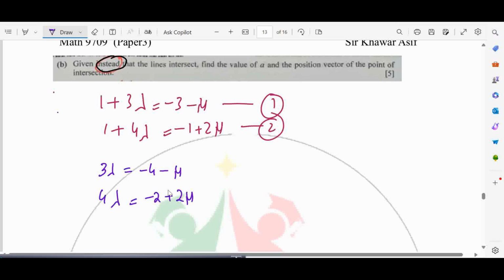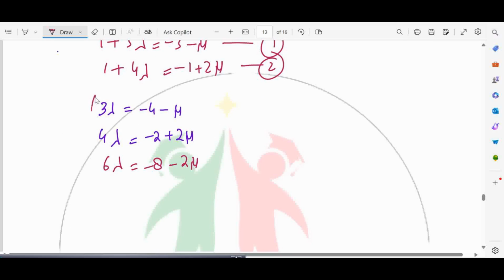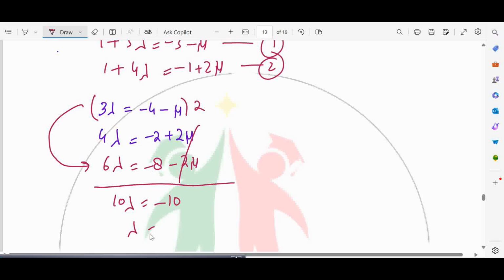Now if we multiply the first one with 2, we will get 6 lambda is equals to minus 8 minus 2 mu. If we multiply this one with 2, we will get this thing. Now if we add these two, we can cancel out this one. This will be 10 lambda is equals to minus 10 and lambda is equals to minus 1.